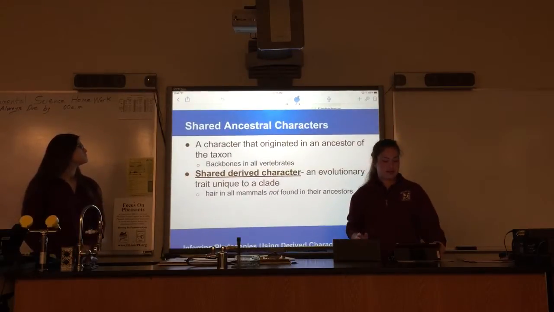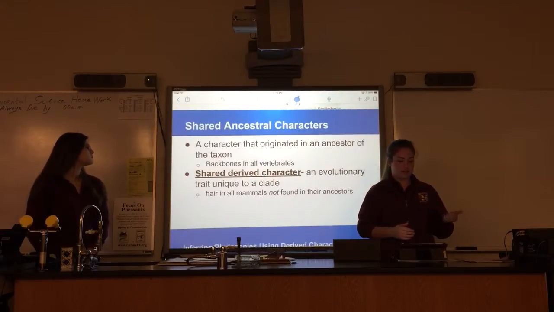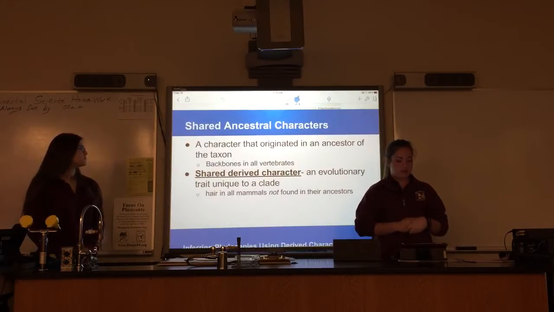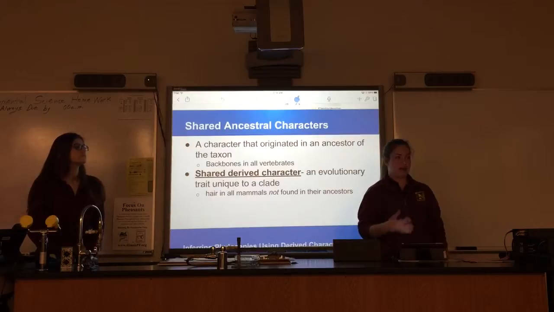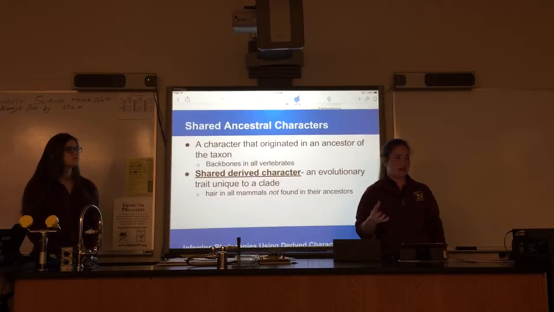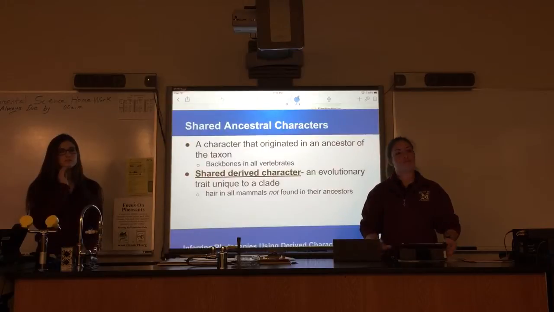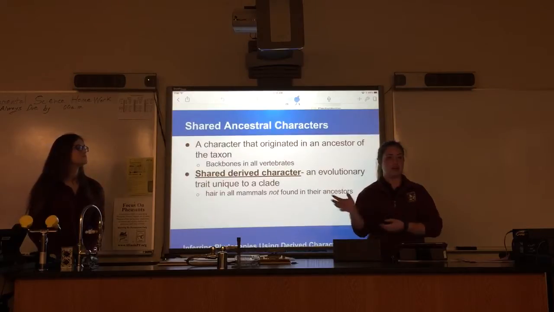Okay, so shared ancestral characters, that's a character that originated in an ancestor of the taxon. So this is an example of backbones in all vertebrates, obviously. Shared derived characters are an evolutionary trait unique to a single clade, and this is an example of hair in all mammals, but some of their ancestors didn't have hair. So that's a derived character for that specific clade. Does anyone have any questions on that? So what you're saying is the hair is unique to mammals alone. Yeah. None of the other vertebrates. Okay.